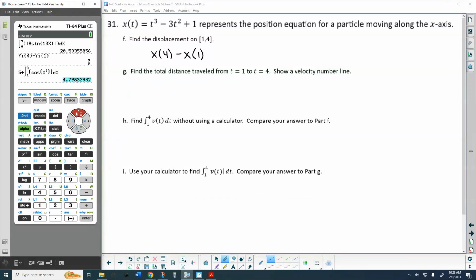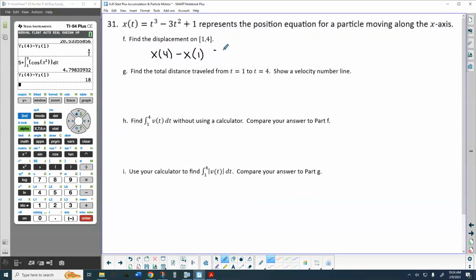If you're lazy at your calculator like me and you already typed in y4 minus y1, if you changed your y, you can just copy it. Thank goodness it was the same bounds, or the same t values. So I got 18. I think I did say we weren't going to use our calculators though, so I guess that was cheating. We're not going to use our calculator for the integral. We're going to do our integral because it's just a polynomial, so we can do it.